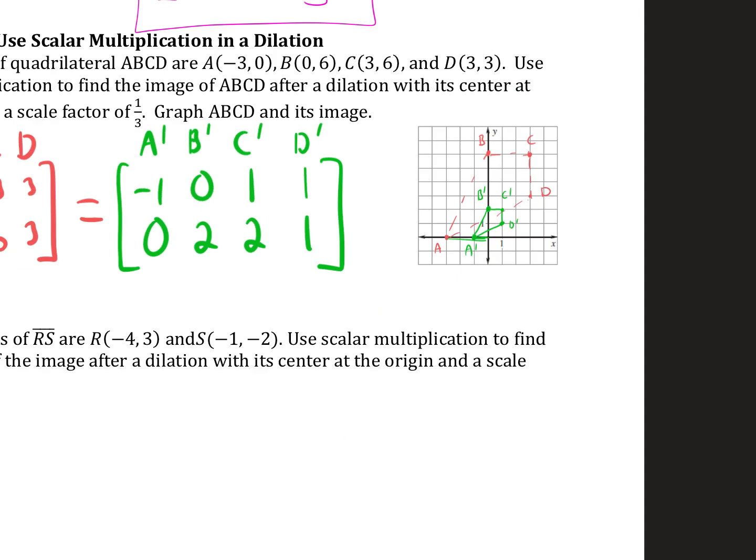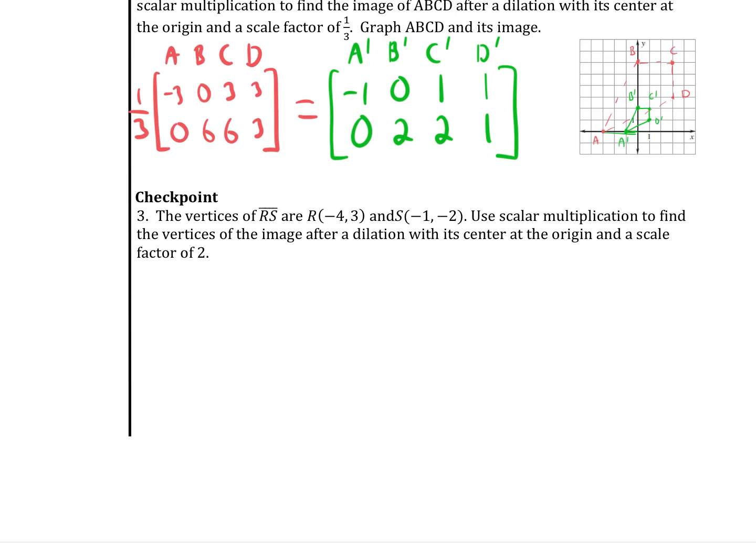Okay. All right. Let's see here. Okay, why don't you try checkpoint 3, which is similar, more scalar multiplication. Go ahead and give it a try.